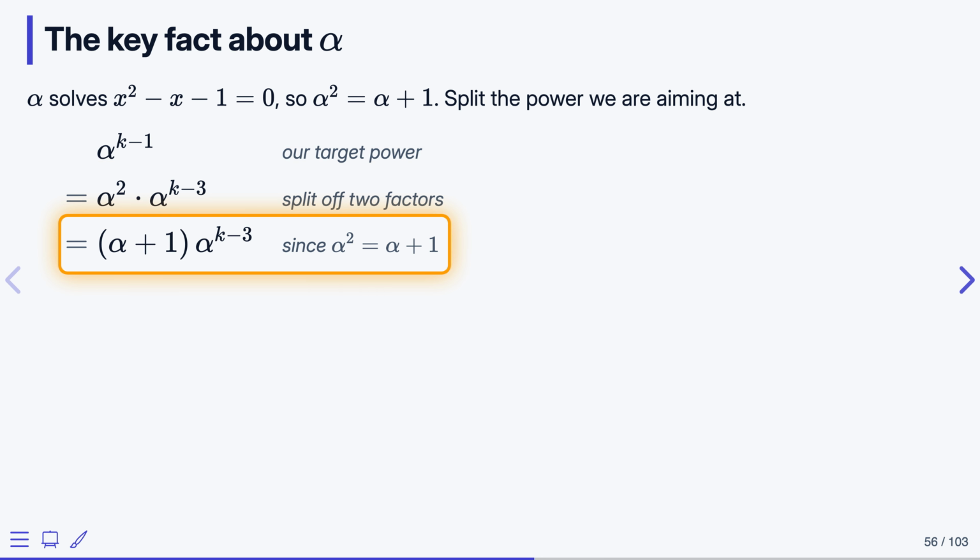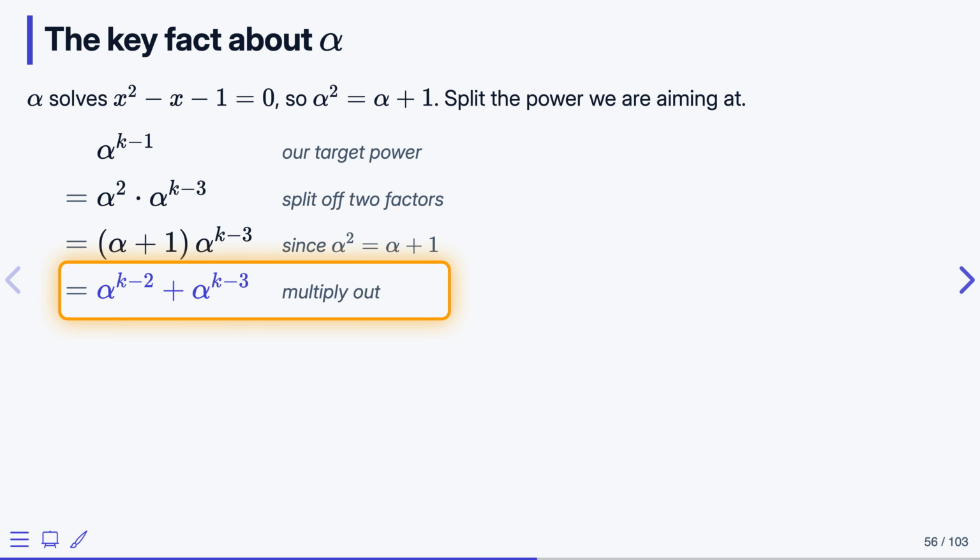Step 2. Now swap alpha squared for alpha plus 1. Step 3. Multiply out the bracket. Alpha times alpha to the k minus 3 is alpha to the k minus 2, and 1 times alpha to the k minus 3 is itself. So the target power breaks into two pieces, and that shape matches the Fibonacci rule.